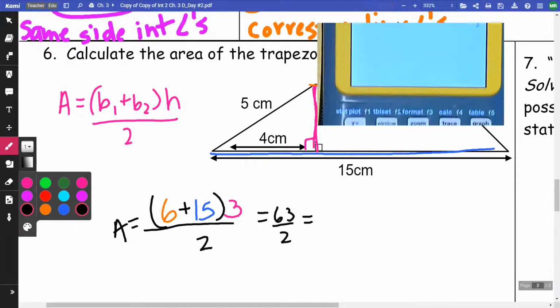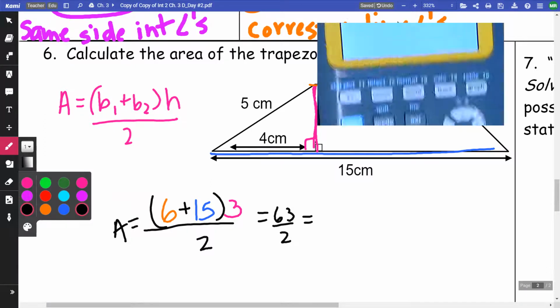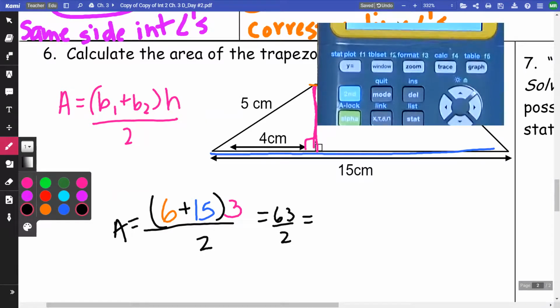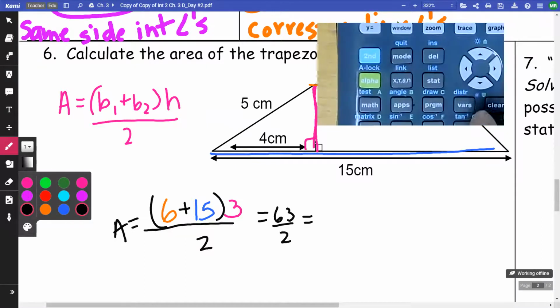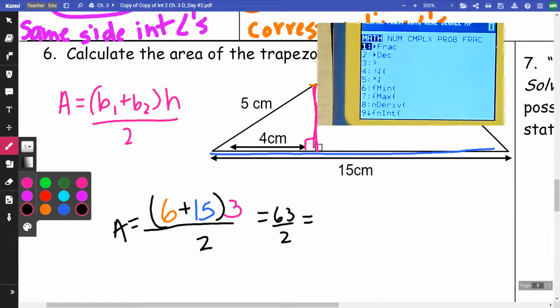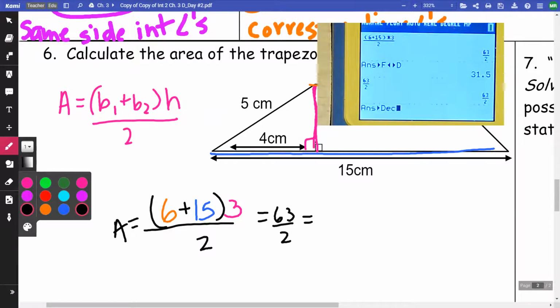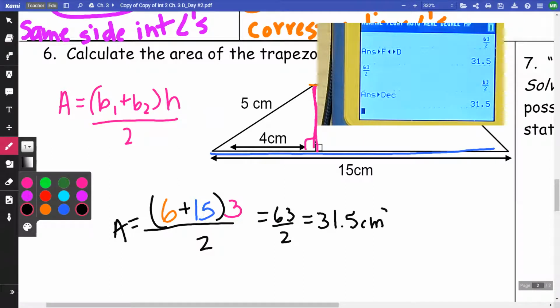And if I want to change that, there's 2 ways to change that to a decimal. One of them is the alpha and y equal and hit number 4. And that will change it when I go like this. Another way to do that is with this math button. If you hit math, number 2 changes to decimals and number 1 changes to fractions. So this is going to be 31.5 square centimeters.